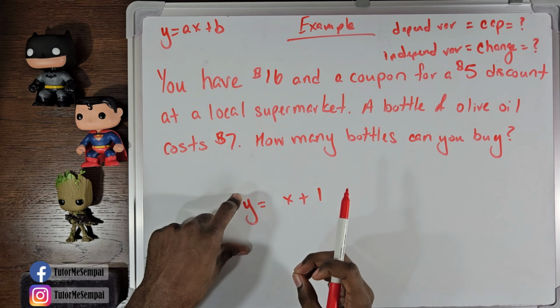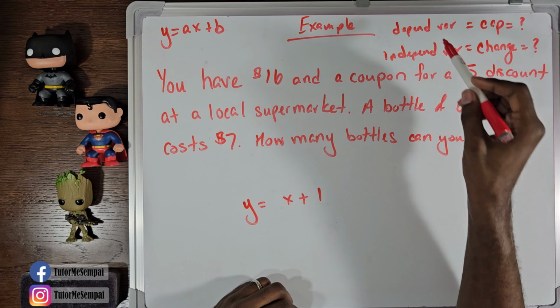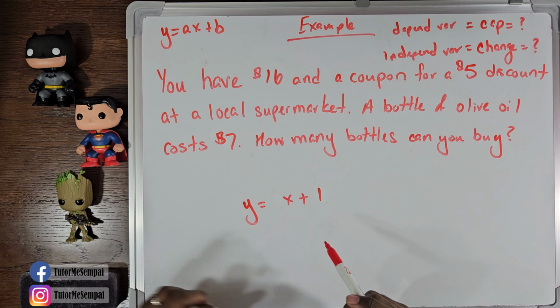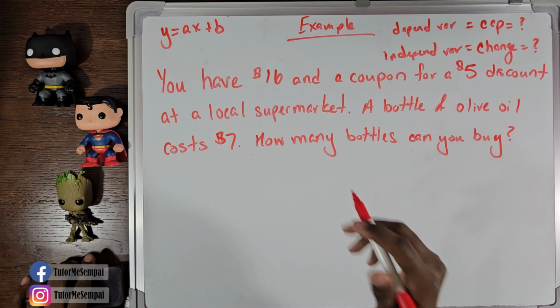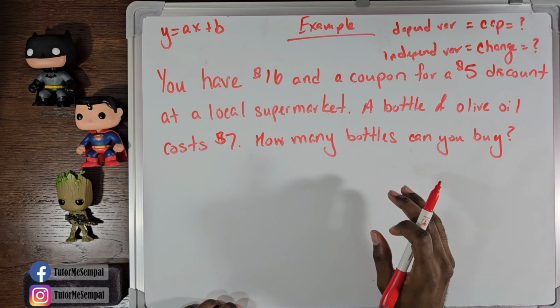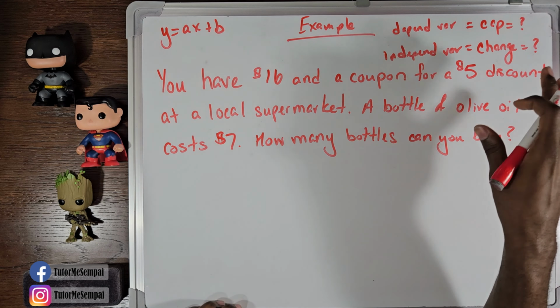Hence, cap and change. But if that confuses you, find your dependent variable and find your independent variable. So now that we know what we're looking for, we have our general form, we're looking for our cap, we're looking for our change. Let's read the word problem we have and see if we can identify some things.